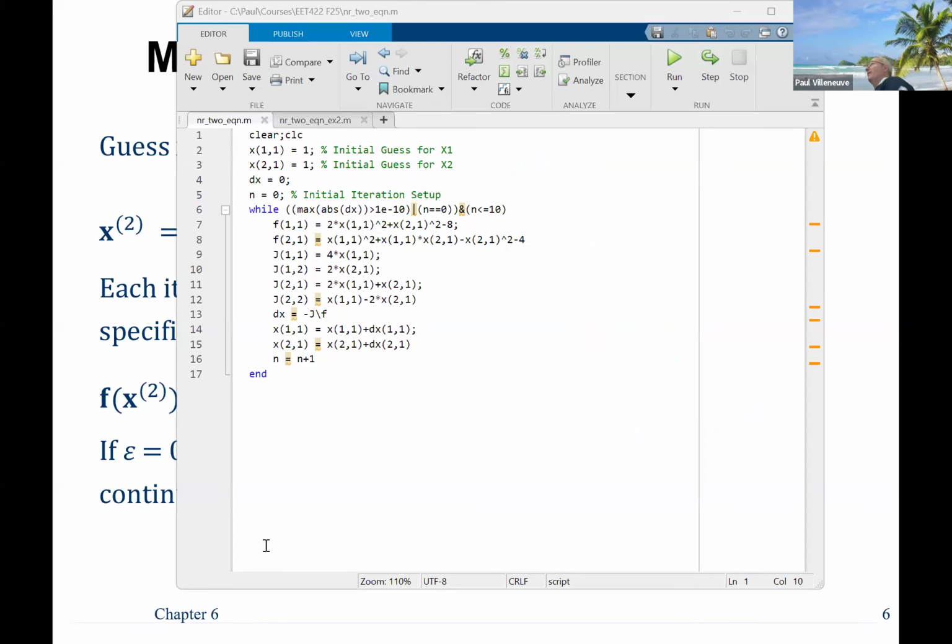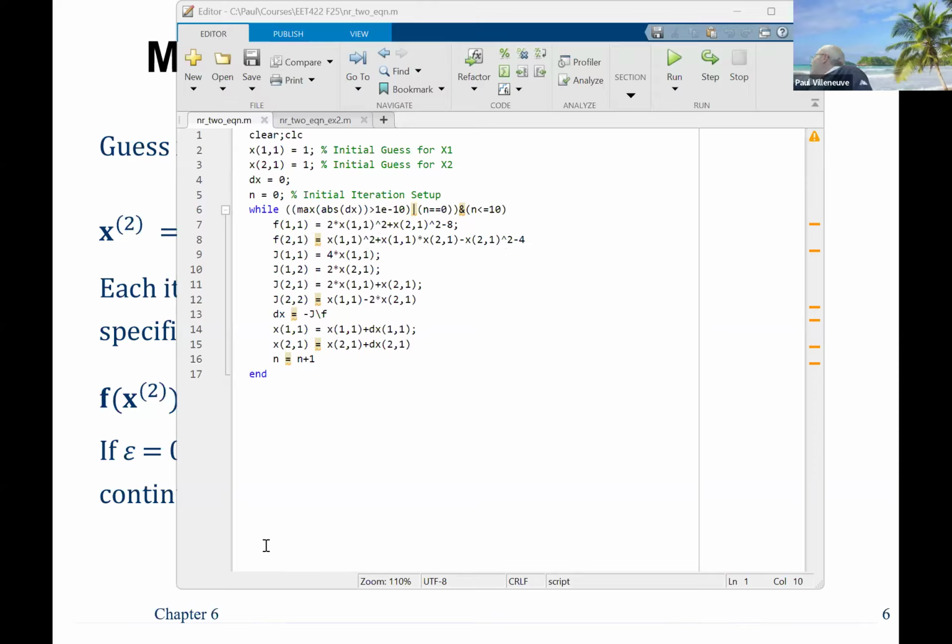In this one, I gave you a little bit of a different approach to set up the while loop. I said if the maximum of the absolute value of dx, so my maximum error, is greater than 1 times 10 to the minus 10th, or if I'm on my first iteration, I want to force it through my first iteration. Most of the time you won't get the right initial guesses, so I'm going to force it to run through one result, because inside my while loop I'm calculating my F1 and F2 to see if those are 0.